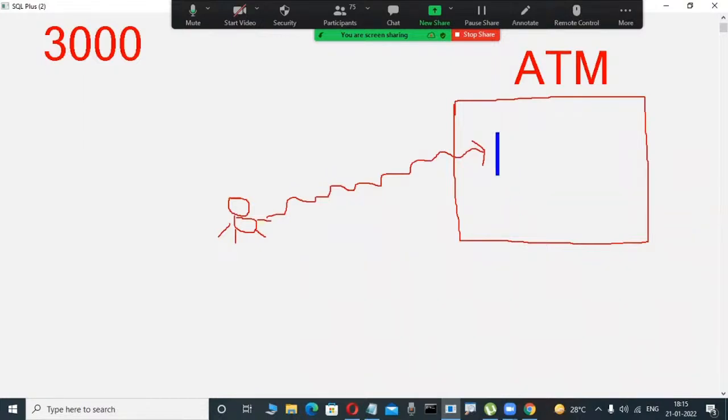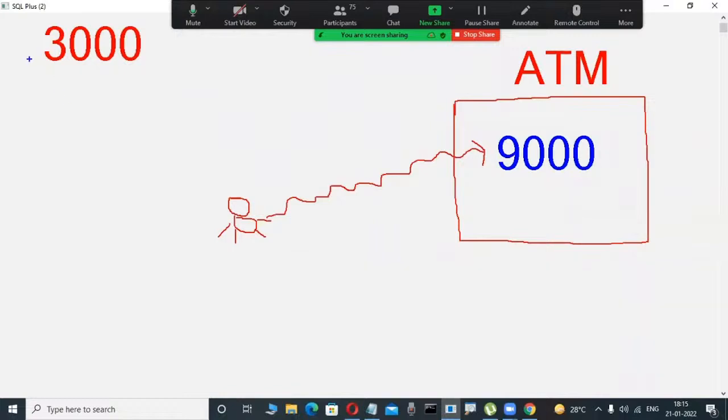Okay, fine. But unfortunately, my balance is only 3,000. Whenever I insert the ATM card, after that it asks me to enter the amount. In that case, maybe unfortunately, I mentally decided to withdraw 9,000 rupees. Now as I try to withdraw 9,000 rupees, will I get the 9,000 rupees? No.